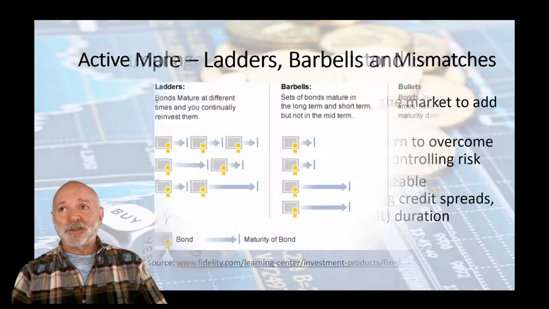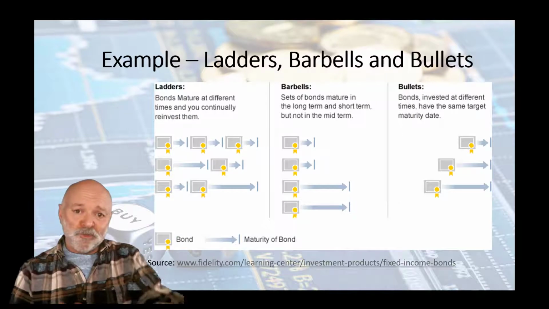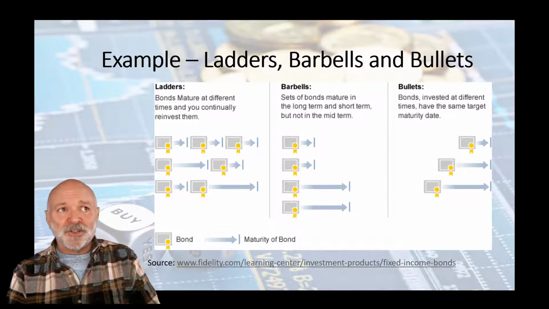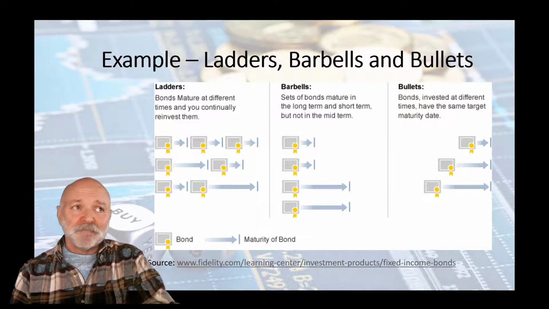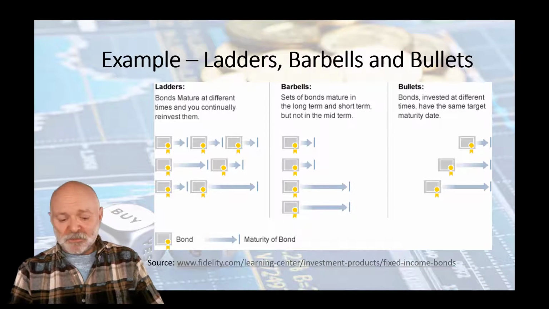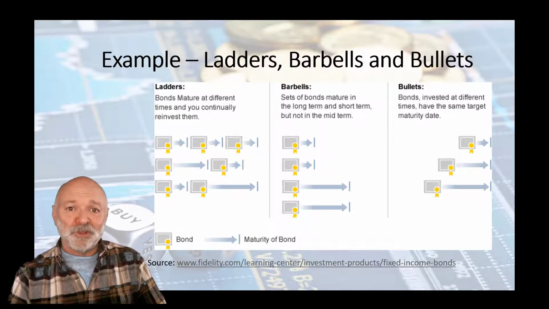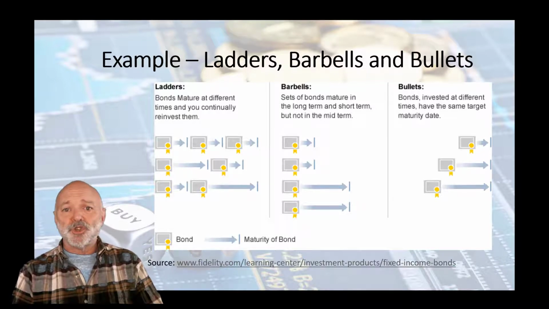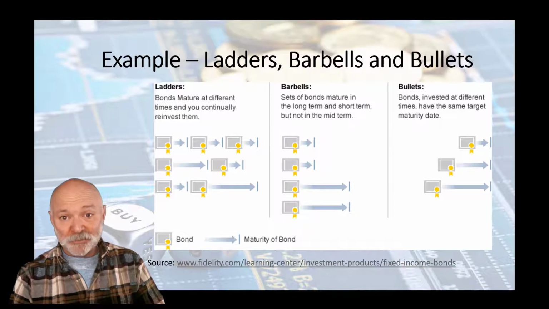Some of the tools that we're likely to use, and we don't go over these in any detail in this course, you might hear them referred to. Things like ladder strategies, barbells, and bullets. Ladders are essentially a way of reducing the overall risk, perhaps by taking several different short and long-term bonds and putting them together, but making sure that they mature at different times.